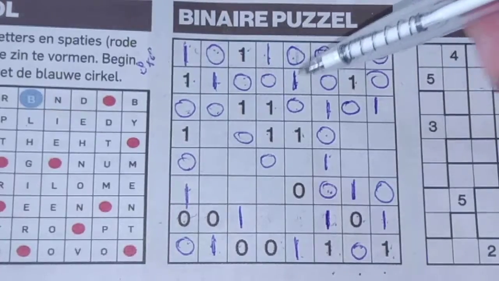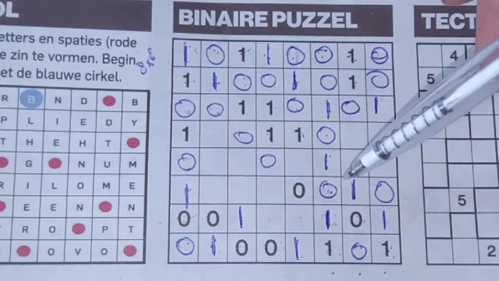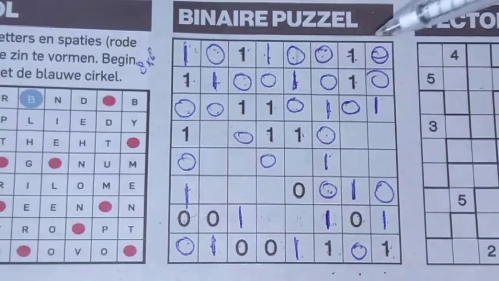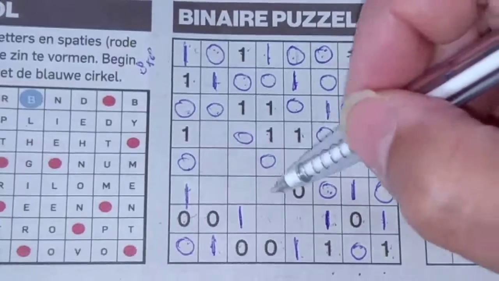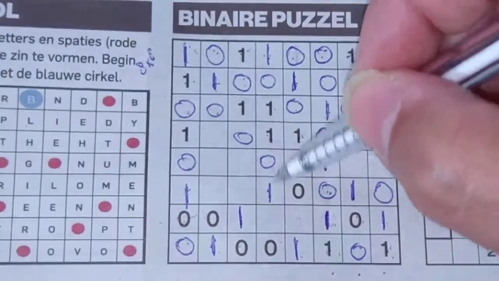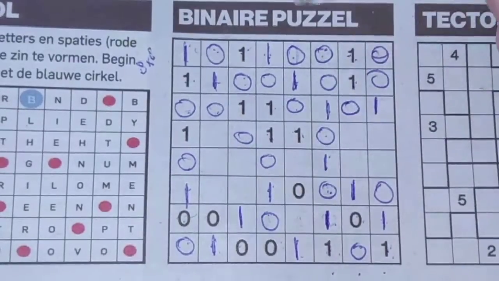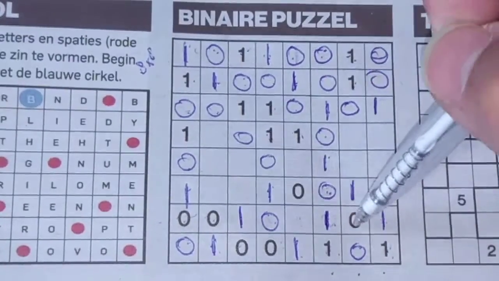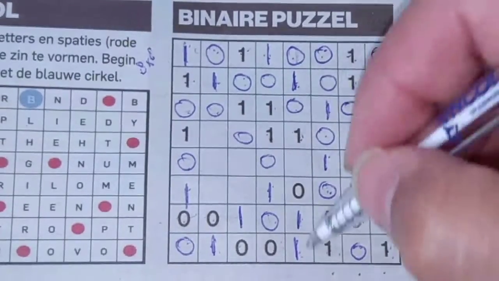1, 2, 3. Double O here and 1, there 1. 4 ones in this column, so the rest are O's. 1, 2, 3, 4 O's, so the rest are ones. We have here 4 ones, so the rest are O's.